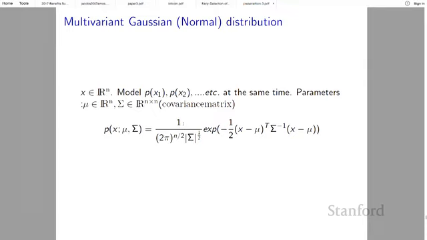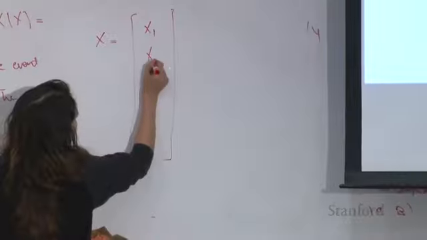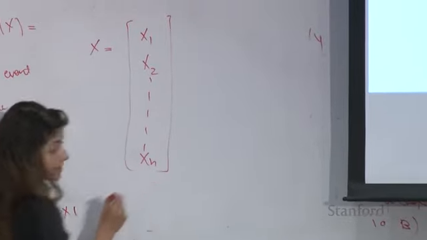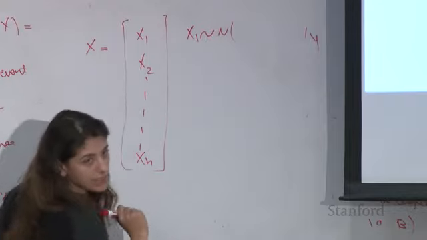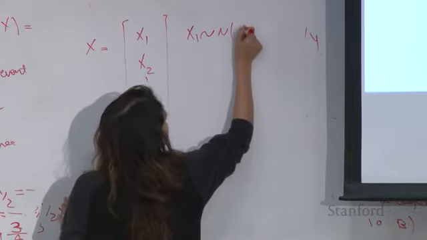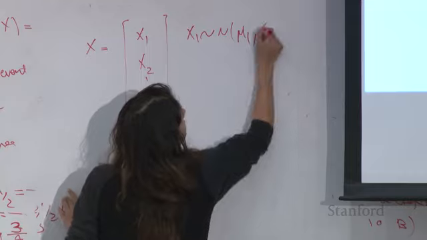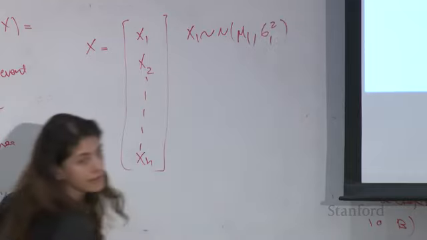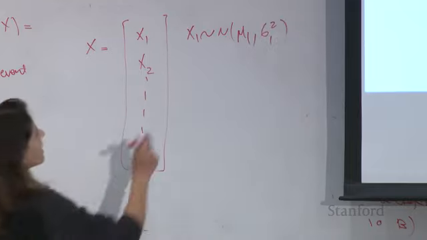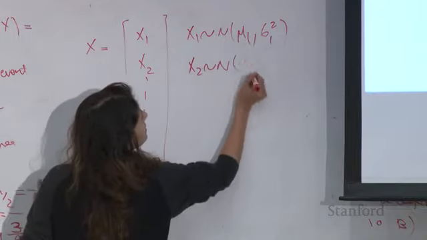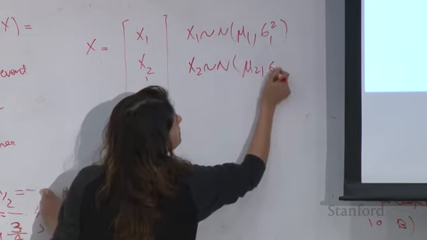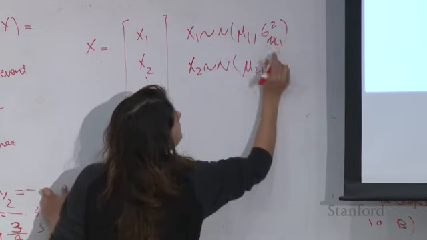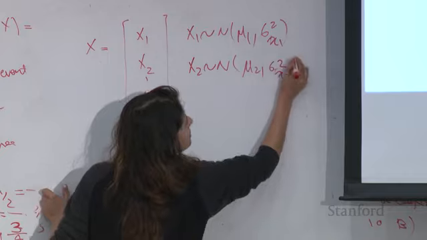X is a vector of x1, x2 to xn, right? And each of them has a normal distribution, with mean mu1 and variance sigma 1, right? x2 also has another Gaussian distribution with mu2 and sigma 2, and so on.